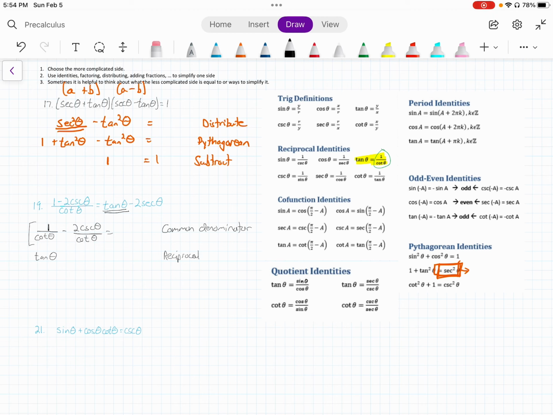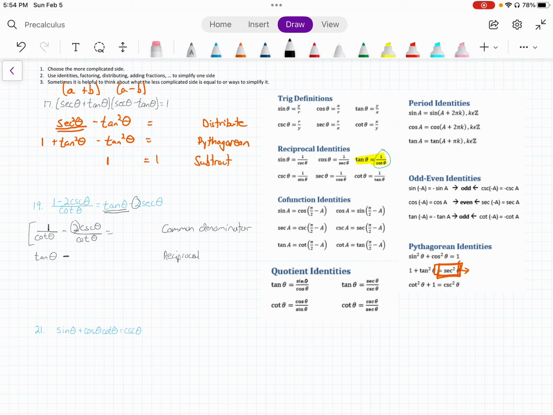Well, at the same time, I notice I have a 2 and a 2, so that's good. So what I want to do now, cotangent, I know also has to do with tangent. I know there's some quotient identities that have to do with cotangent.